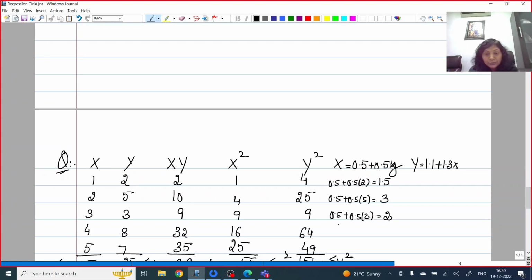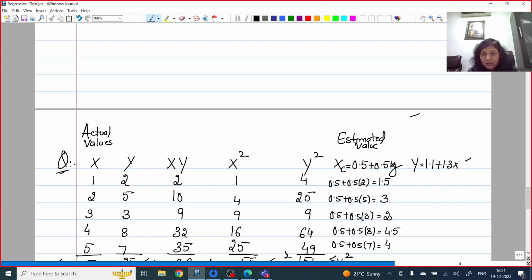Next is 0.5 plus 0.5 into 8. This becomes 4.5. And next is 0.5 plus 0.5 into 7. That is 4. So this is called the actual values of x, and this is called the estimated or computed value. And you always know summation of x minus xc is always equal to 0. This is called error or residue.